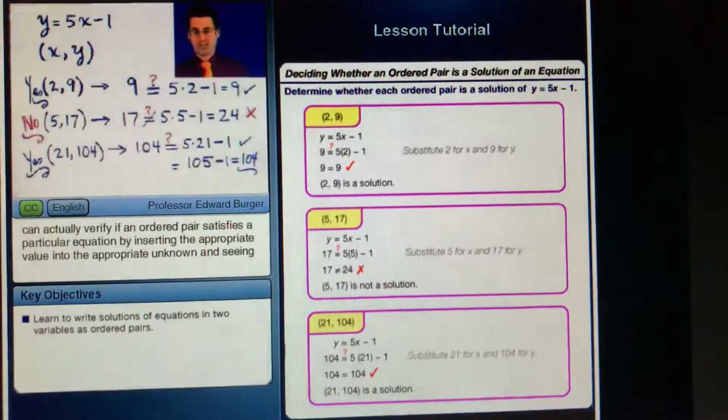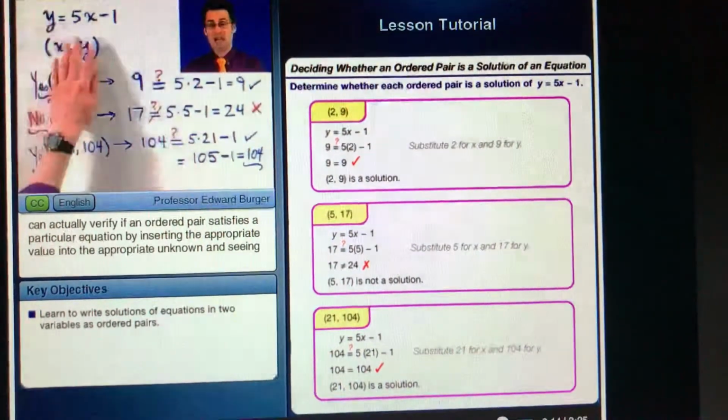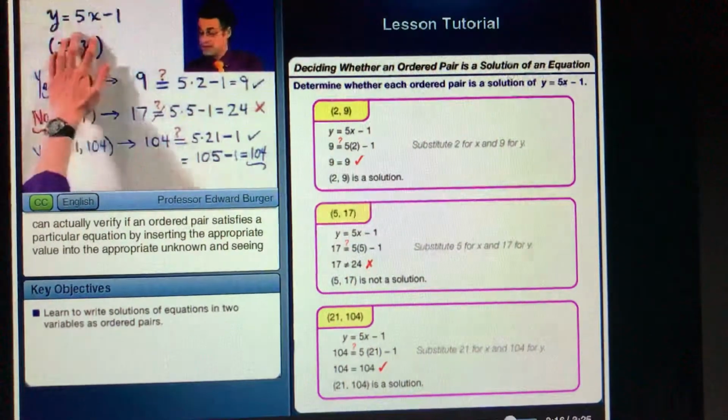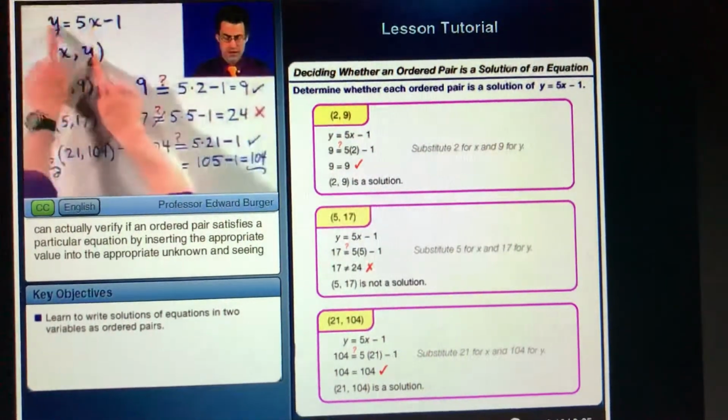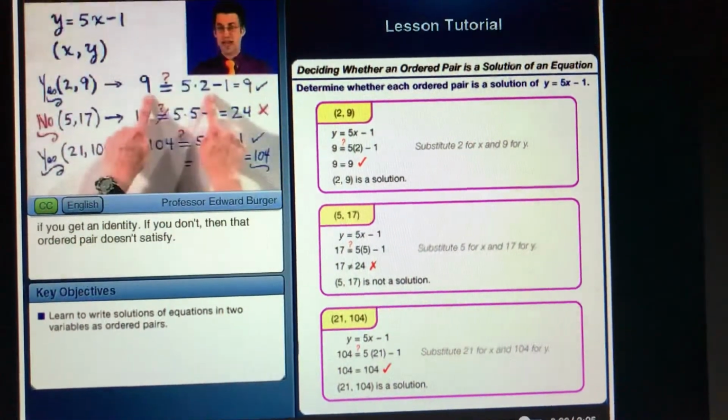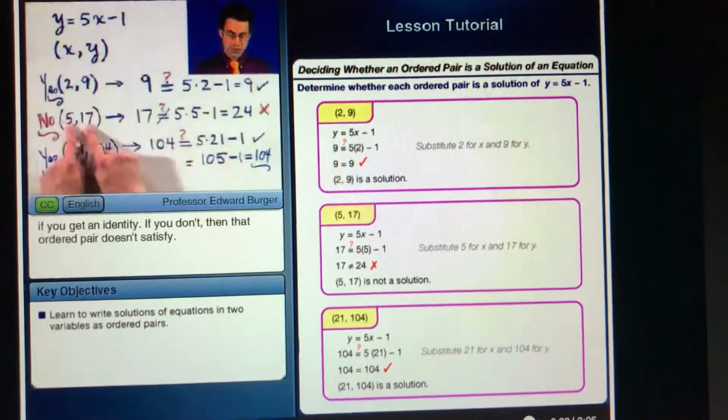Neat. So you can actually verify if an ordered pair satisfies a particular equation by just inserting the appropriate value into the appropriate unknown and seeing if you get an identity. If you don't, then that ordered pair doesn't satisfy it.